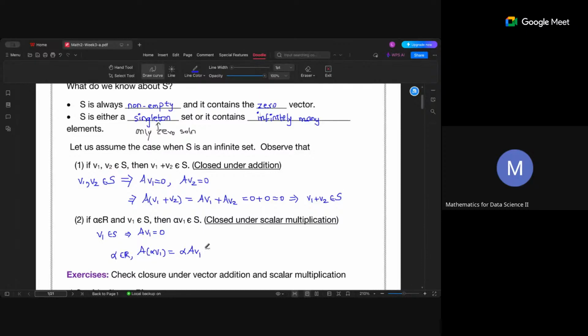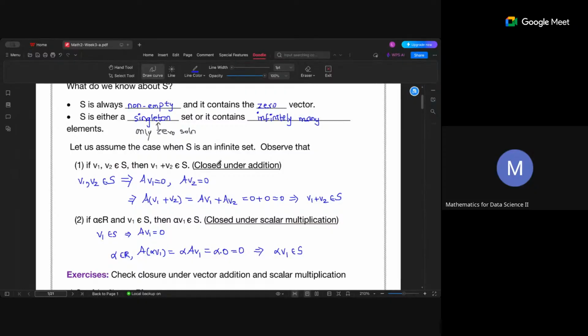Okay. So now 0, this is alpha times 0. So it is again 0, 0, right? So this means that again alpha V1 belongs to S. So this set S is closed under addition as well as closed under scalar multiplication.